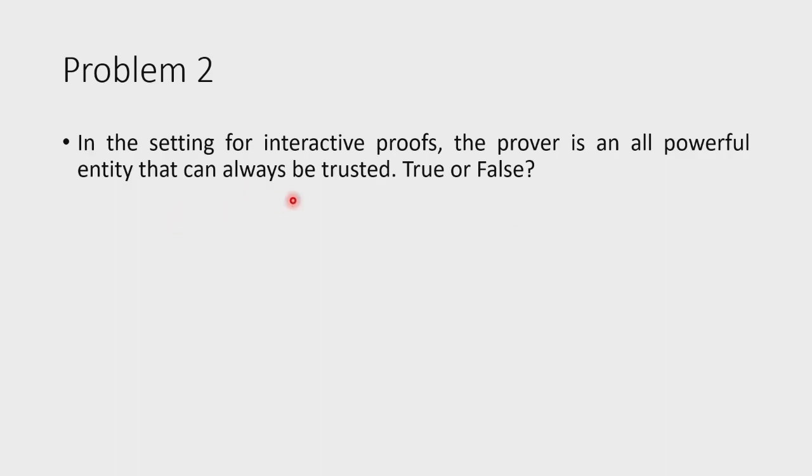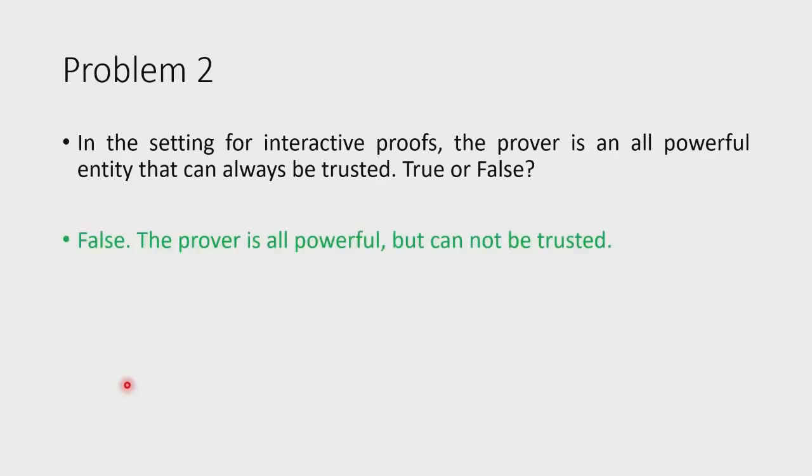I think false. Why? Because the prover can be dishonest also. If the question were just that in the setting of interactive proofs, the prover is an all-powerful entity, then the answer would have been true. But since the statement says the prover can also be trusted, it is false, because the goal of the prover is just to convince the verifier that X is in the language, regardless of whether X is in the language or not. So the prover is dishonest or can be assumed to be dishonest. The answer is false. The prover is all powerful but not trustworthy.